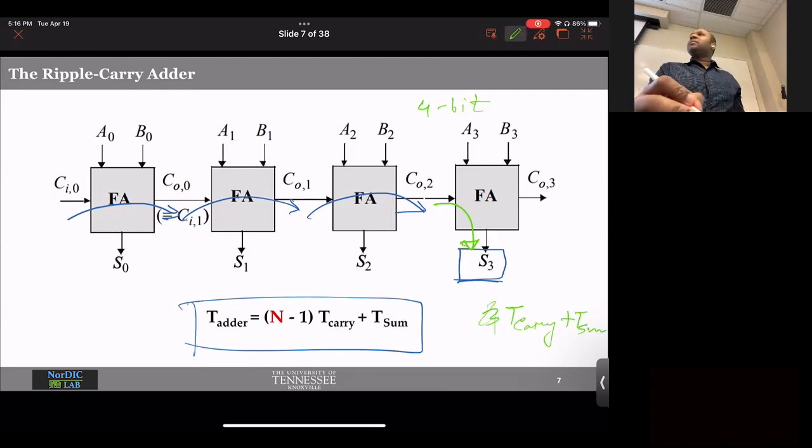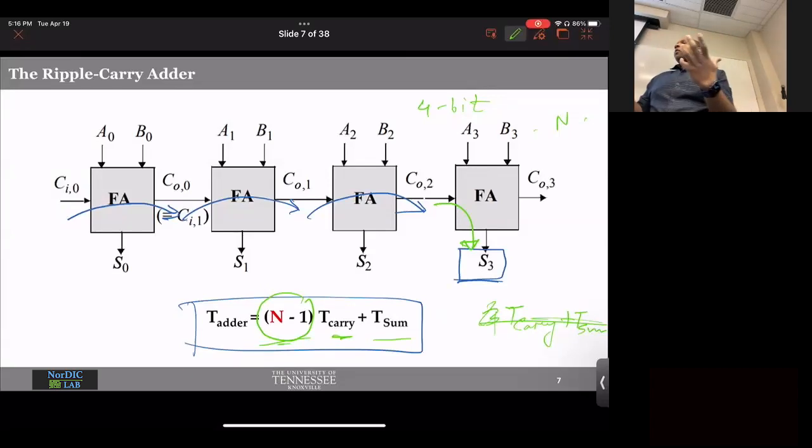4 T carry, 1 T sum. So if you have an n-bit adder, imagine you have how much? N minus 1 T carry and 1 T sum. Make sense? Can you guys see that the sum delay is the least of our concern?